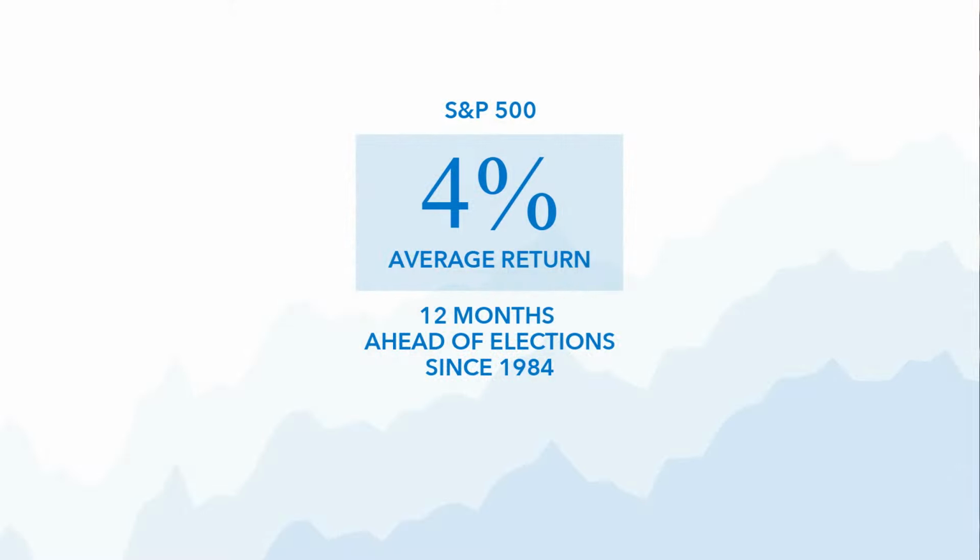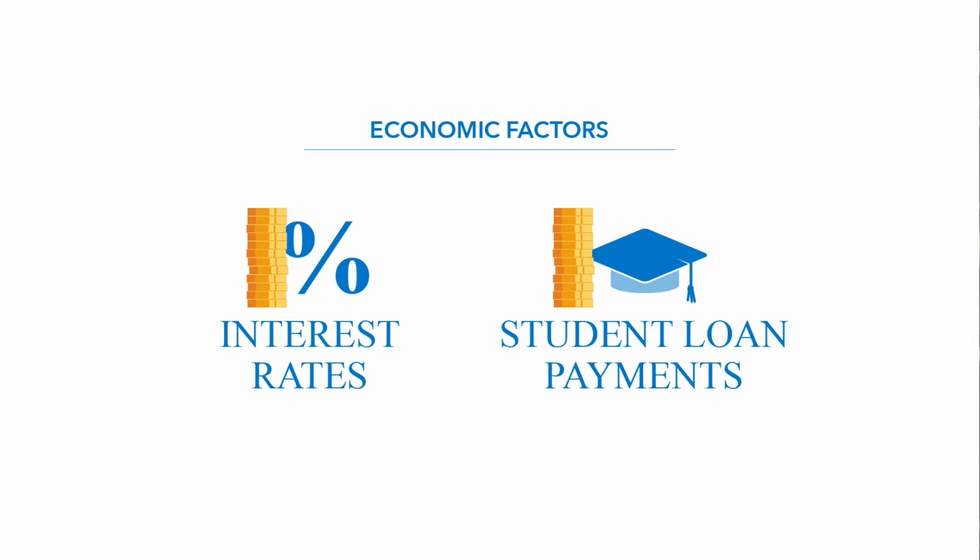Pre-election returns have been even weaker in recent history, with the S&P 500 posting an average return of just 4% in the 12 months ahead of the 10 presidential elections since 1984. So, factors that impact the stock market. We're talking about the election itself. Well, part of what the candidates will be talking about and also part of what can affect the stock market is the economy. So what economic factors are we looking at in this presidential year?